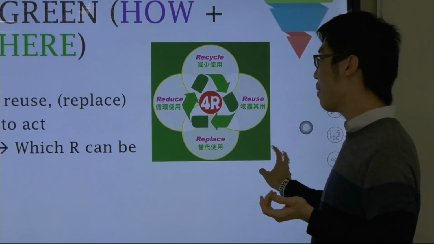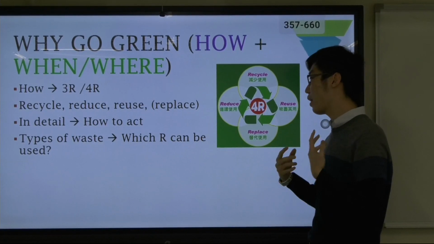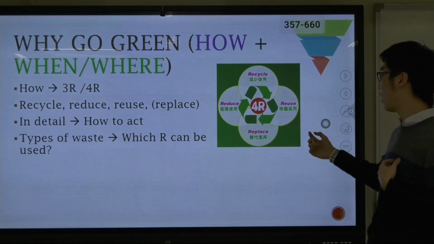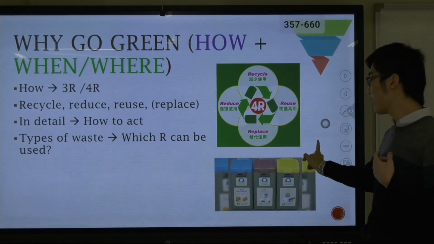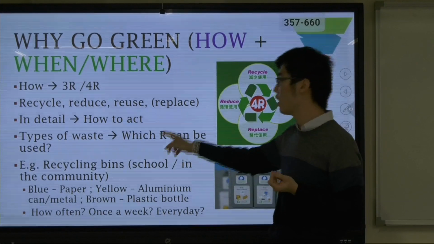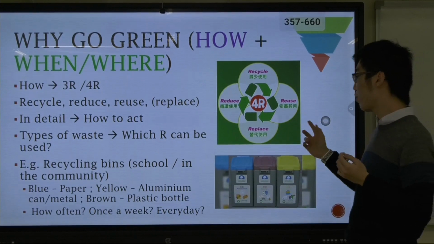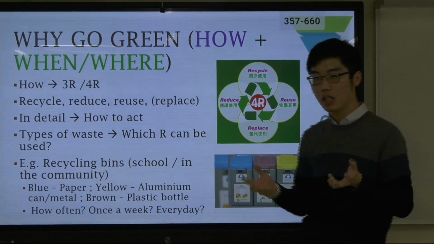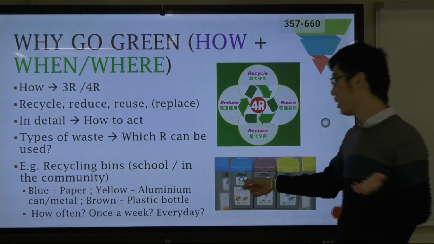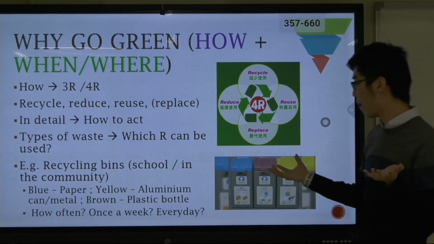So for example, for the types of waste related to the previous topic, which can we reuse? Maybe recycle or reuse, okay? So here is the recycling bin, so it is related to the type of waste and then related to how we can go green, okay? So we may place some recycling bins in our school or in the community. For example, blue for waste paper, yellow for metal or aluminium cans, and brown for plastic bottles, okay?